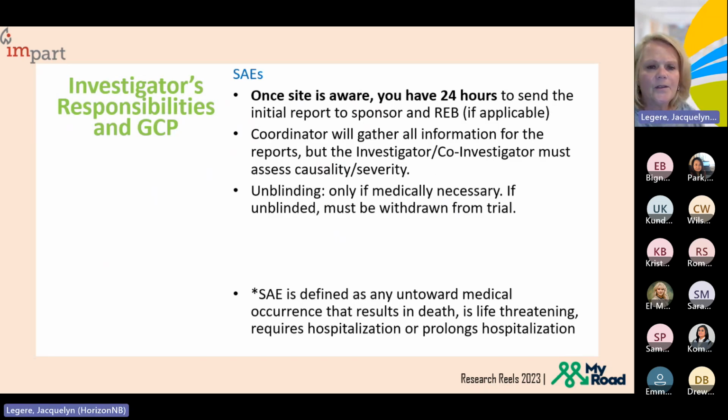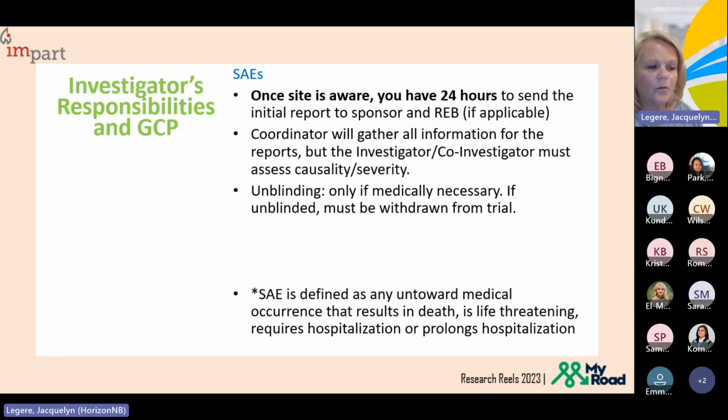So I talked about serious adverse events a little bit. A serious adverse event is defined as any untoward medical occurrence that results in death, hospitalization, prolongs hospitalization, or causes incapacity.